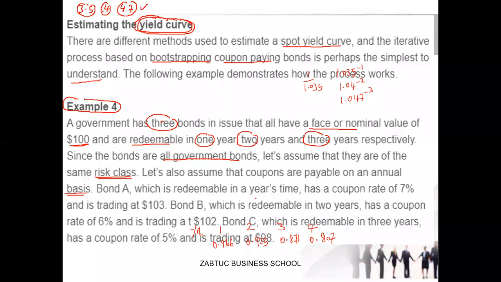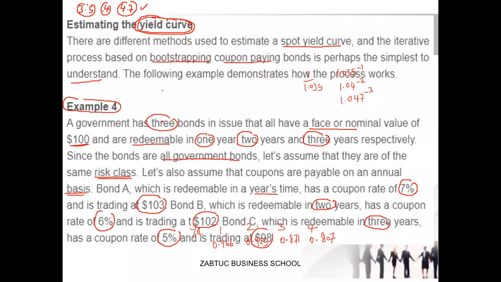Bond A, which is redeemable in a year's time, has a coupon rate of 7%, and its market value is 103. Bond B, which is redeemable in 2 years, has a coupon rate of 6% and is trading at 102. Bond C, which is redeemable in 3 years, has a coupon rate of 5% and trading at 98. So you know the market value, you know the coupon rate. Can you work out the discount rate?